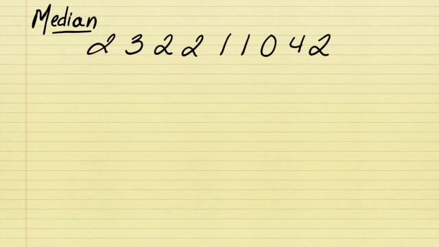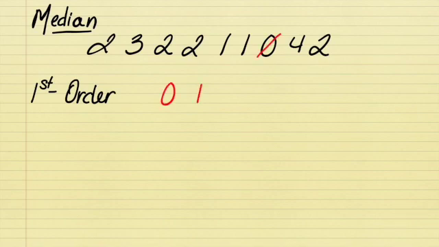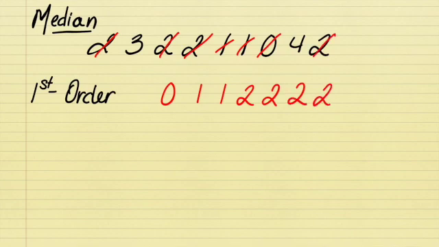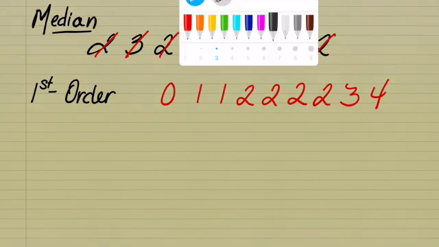Okay, to find median, the first thing you do is you put the numbers in order. So usually we go small to big, all right? So I like to cross off my numbers as I use them. So my smallest is a 0, and I have a 1 and a 1. I have a 2, a 2, a 2, and a 2. I have a 3, and I have a 4. So I have them now in order small to big.